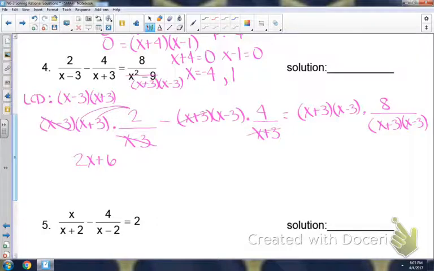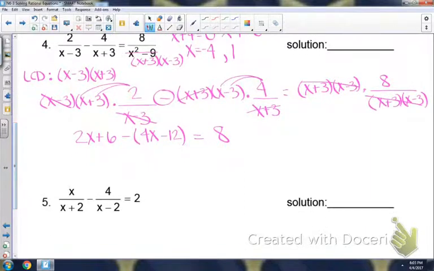X plus 3 cancels. We need to bring down that minus sign, and I'm going to go ahead and open up parentheses because I'm going to have more than one term. 4x minus 12. So you need parentheses there because there's going to be more than one term that you'll have to distribute. The right side of the equation, both of them cancel, so you're just left with 8.